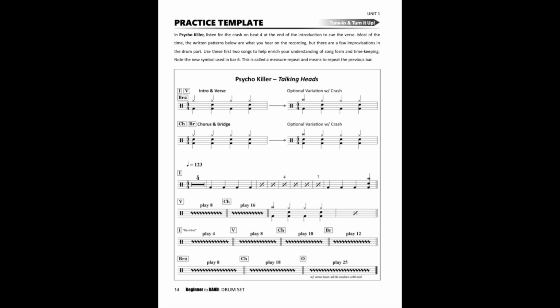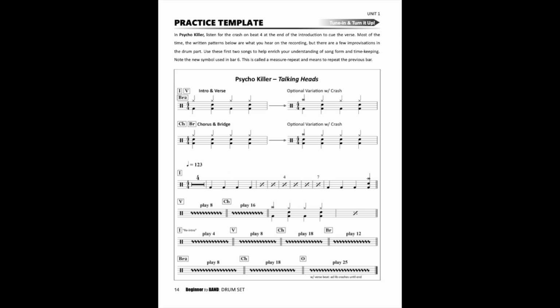Again, you're going to hear a lot of 4-bar phrases, sometimes 2-bar shorter phrases in this song, but it's a good idea to keep track of the measures or bars by counting, which we discussed on the previous practice template. Looking further down the page to the rest of the chart, again, we have the note with the equal sign giving us the tempo or beats per minute. In this case, it's 123.